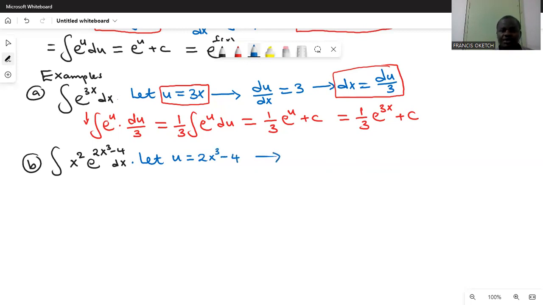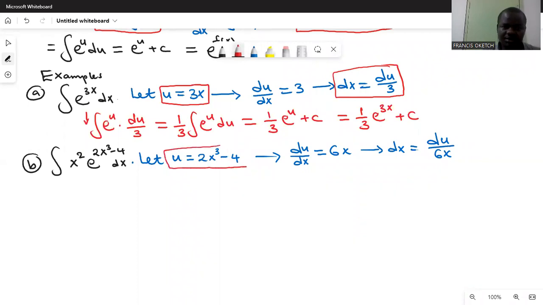So you need to find du dx. Du dx, that's the same as 6x. Or you can make dx the subject. It is equals to du over 6x. So let me bracket those substitutions. We start by substituting u is equals to 2x cubed minus 4. And we also substitute dx to be equal to du over 6x.